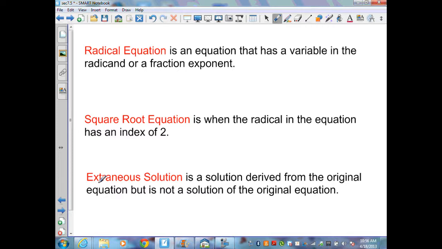Recall from previous sections, we can have some extraneous solutions. That is a solution derived from the original equation, but is not a solution of the original equation. In other words, we have to test all solutions to make sure they are actually solutions of the original equation.